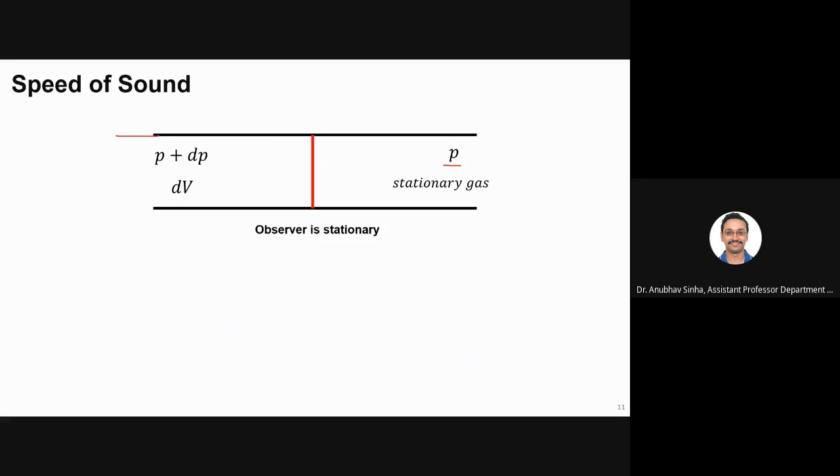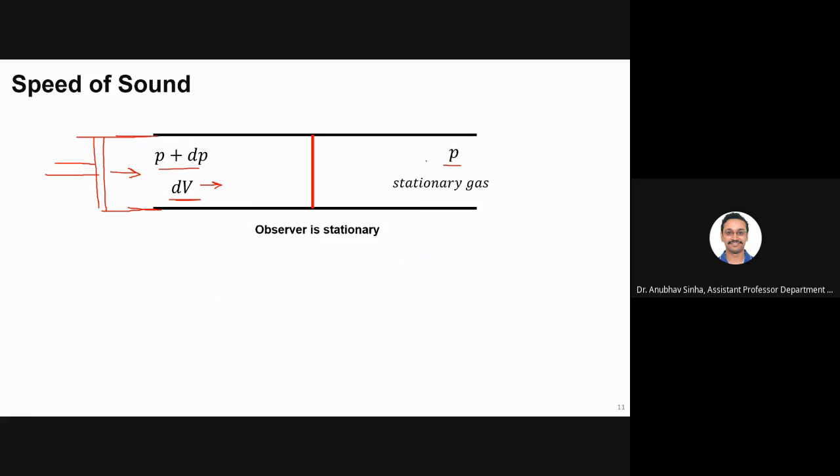So there's a tube, and let us say there's a piston here at the end. There is stationary fluid filled inside. Now I suddenly push this piston. So what will happen? It will create a small pressure jump. The pressure will be high here, and the fluid is moving at some velocity, let us say dV. So with dV, the fluid is moving in this direction.